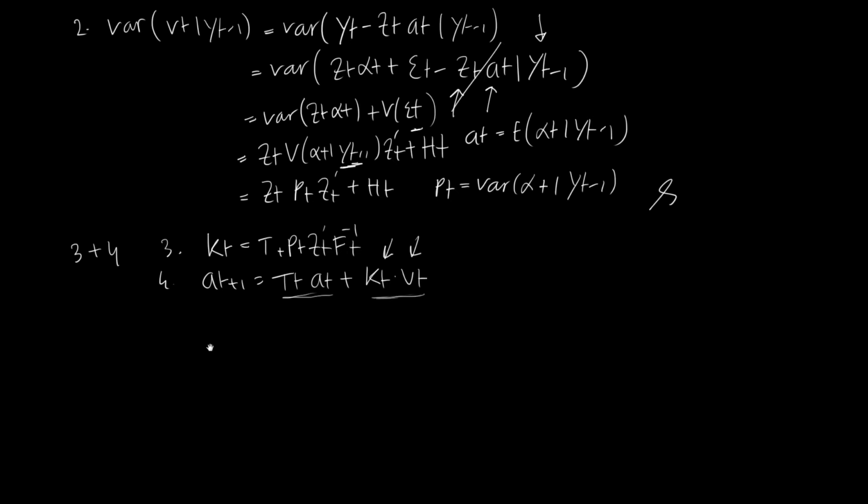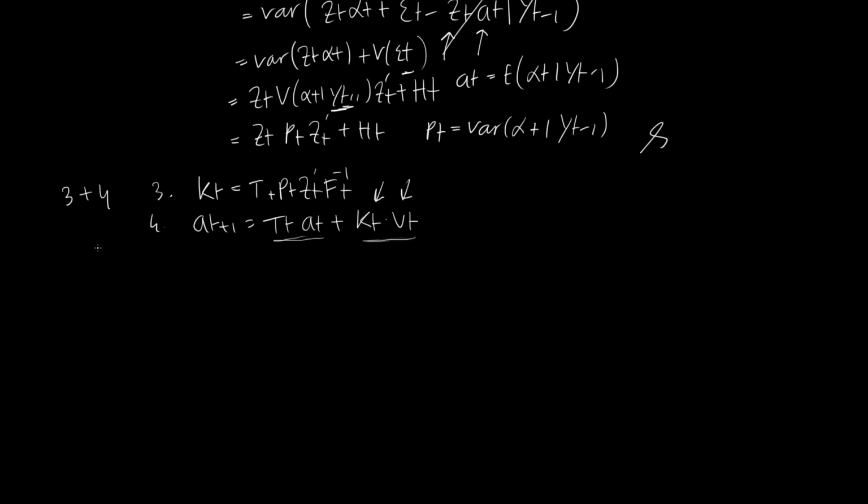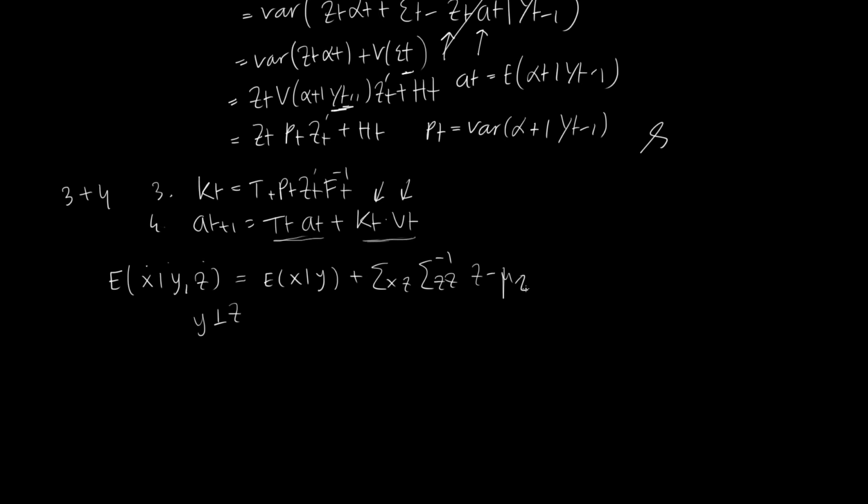To derive this, we use a result which says that for the expected value of x given y and z, where everything is normal, if y and z are orthogonal to each other, then the expected value of x given y and z is the expected value of x given y plus the covariance between x and z times the variance of z inverse times z minus the mean of z. In our case, the mean of z is 0.